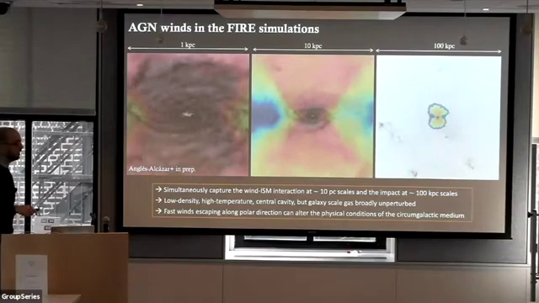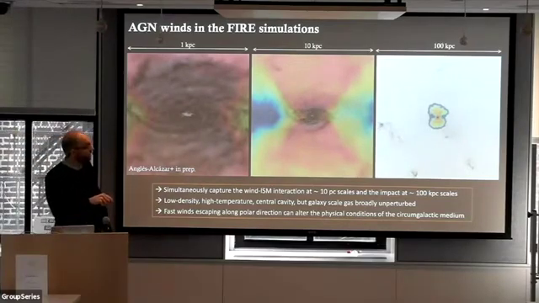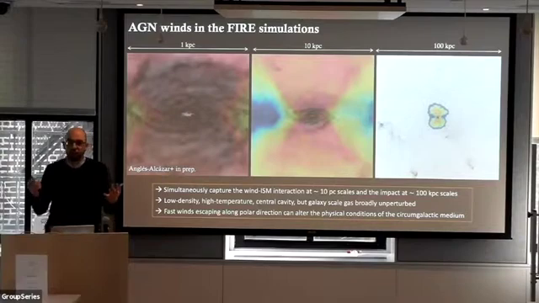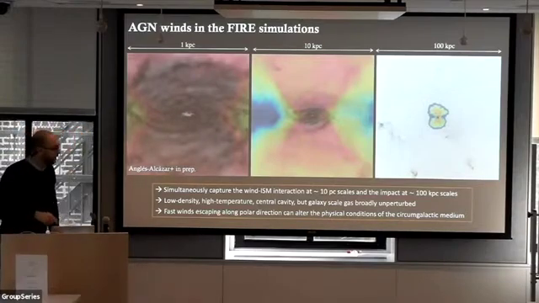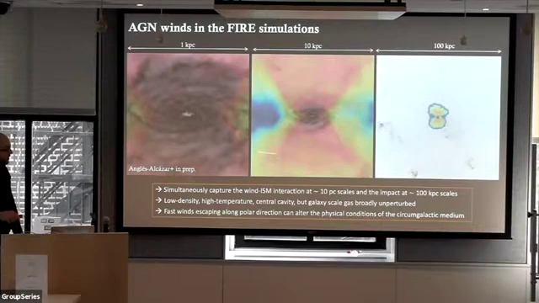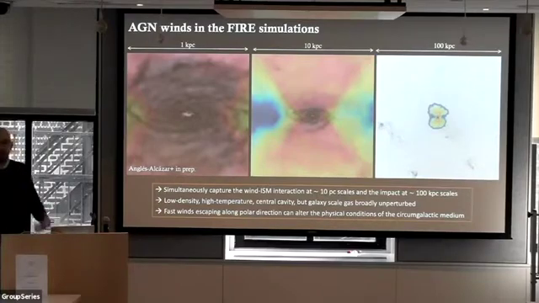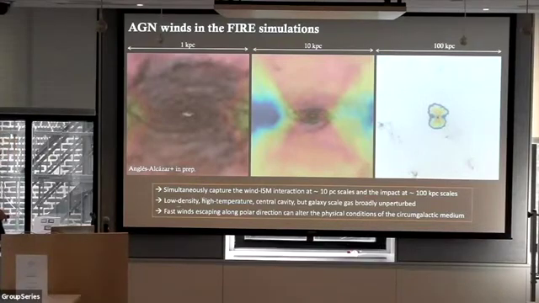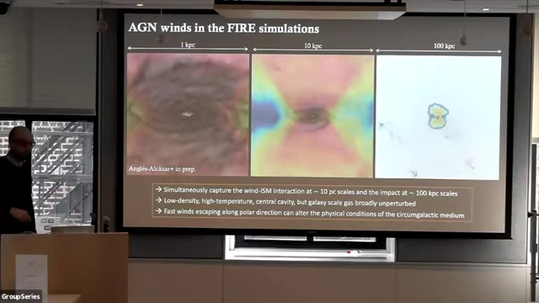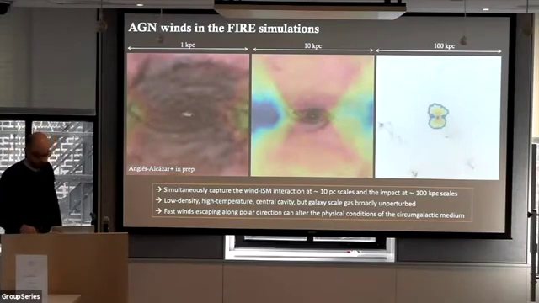So it's a very, very important result that we need to allow winds to escape along the polar direction as it would happen in the real universe. So this is still work in preparation, but I think it's very exciting to be able to simultaneously capture the wind-ISM interaction very close to the black hole at 10 parsec scales or so in the simulations, but then going all the way up to the scale relevant for the CGM. And so, as I mentioned, we see the formation of a low density, high temperature central cavity, but often the ISM at larger scales is unperturbed.